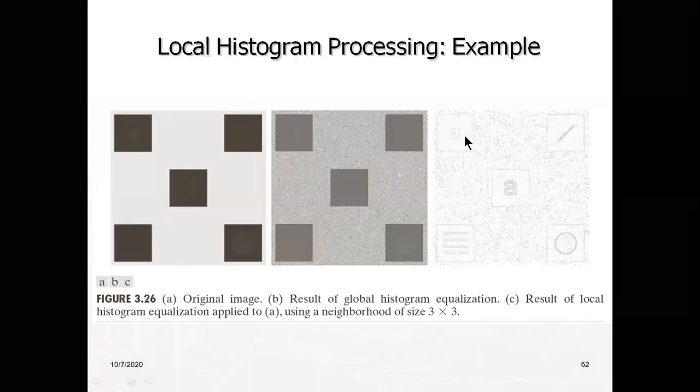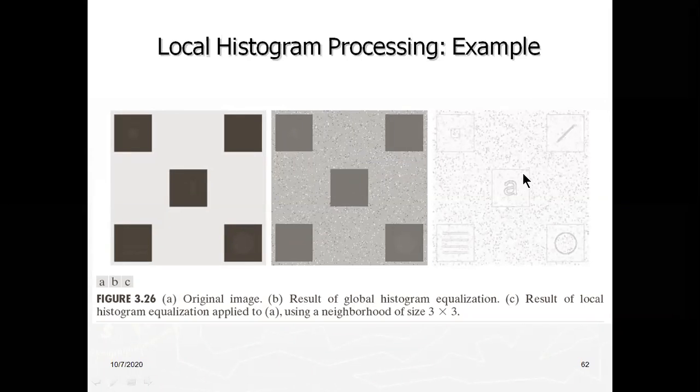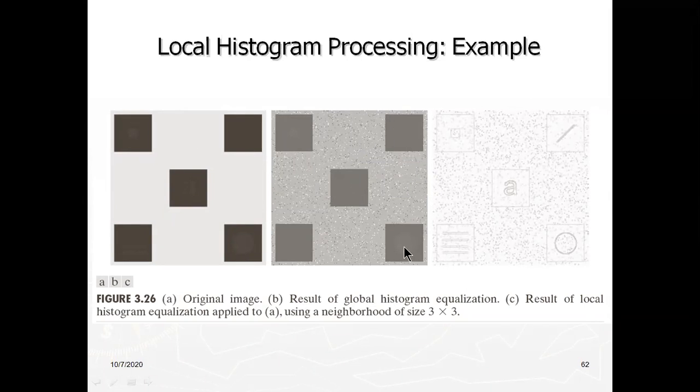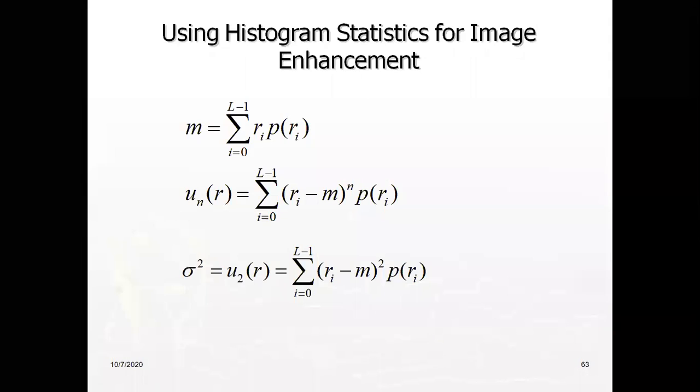If you apply local histogram, you can see that we have a square here. You have the lines here, you have a circle here, you have a single slant line and an A over here. All these things are there inside, but not visible in either the original figure or the global histogram equalization figure. They are visible when local histogram equalization is applied.